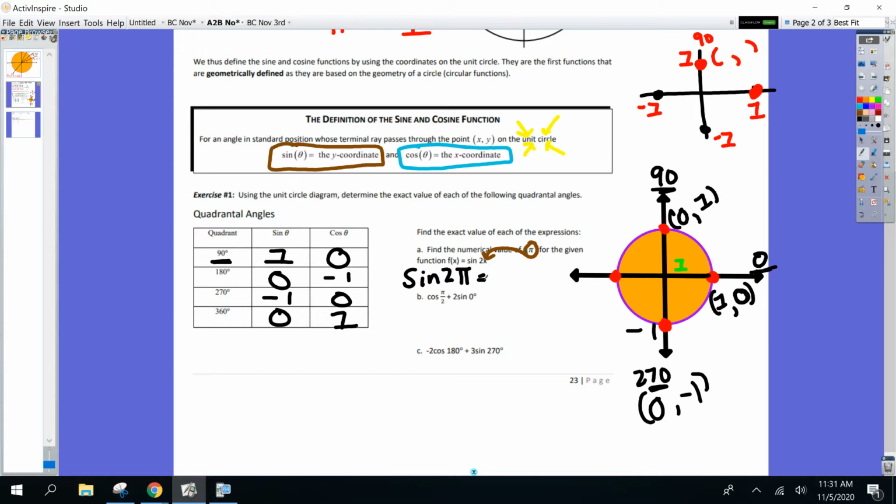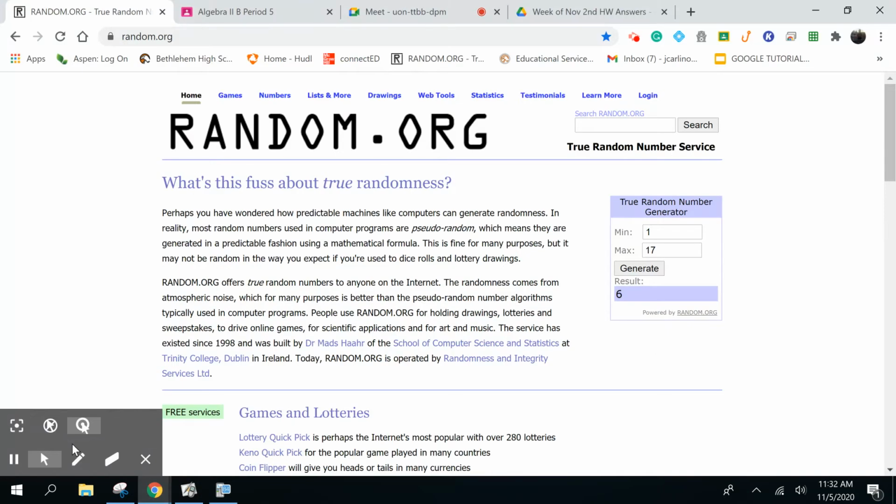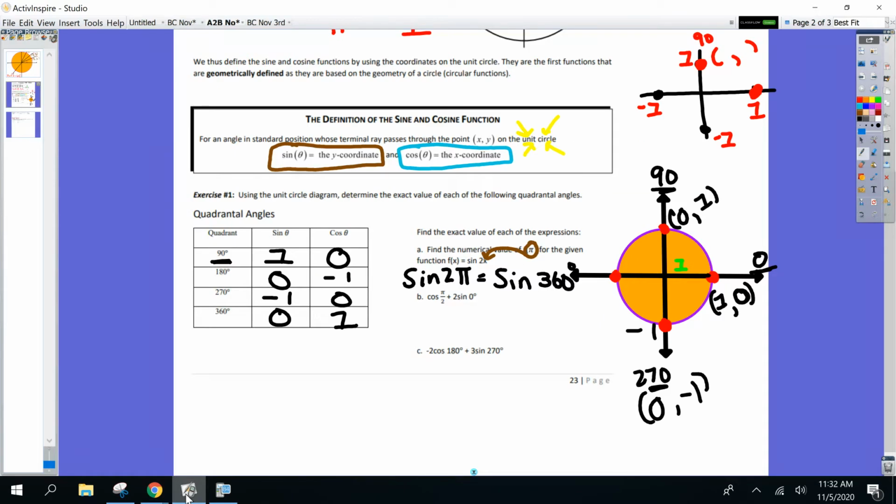Anybody from yesterday? 2 pi. What's that convert into degrees quickly, so I don't have to use my reference sheet? 2 pi is what in degrees? 360. Yep, good. Sine of 360, same thing. You guys can use your chart. You can pick off the y value at 360. What is the sine of 360? The y coordinate at 360. There you go, Ella, what do I have? 0. So the answer to that one is 0. B.